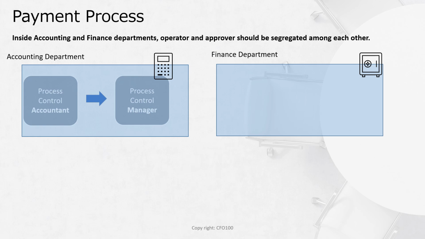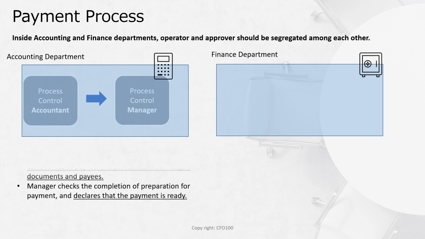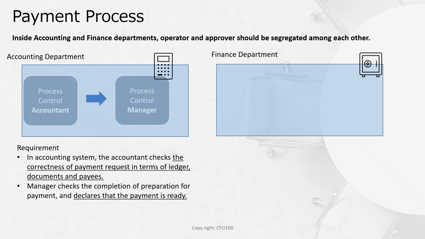Generally speaking, the accountant is a working level person, so it's not a good idea to give the authorization right for the payment. The manager should ensure the process and declare that the payment is correct and ready to be processed. In the finance department, there is also the segregation of duty between the payment operator and the payment approver.